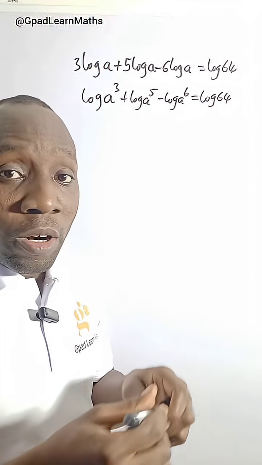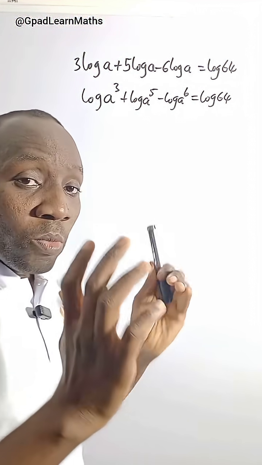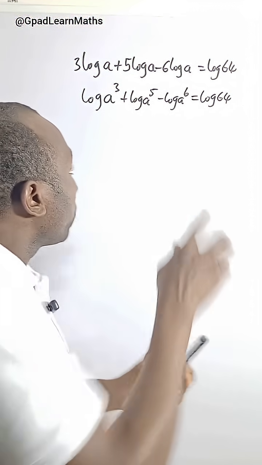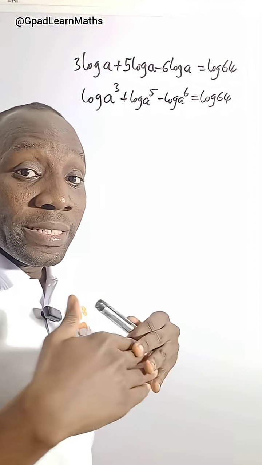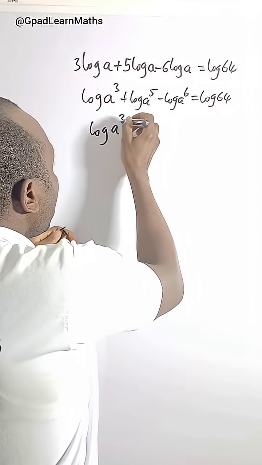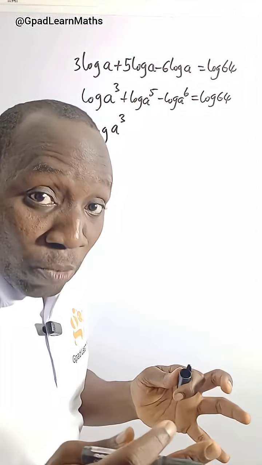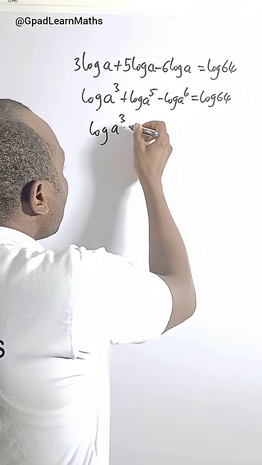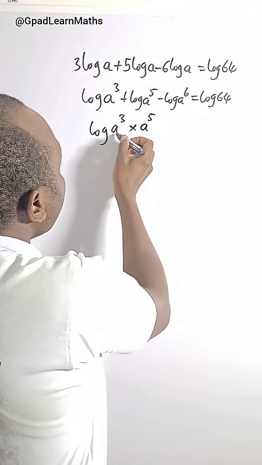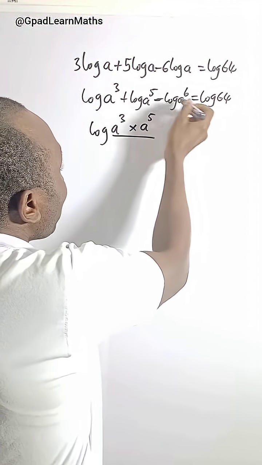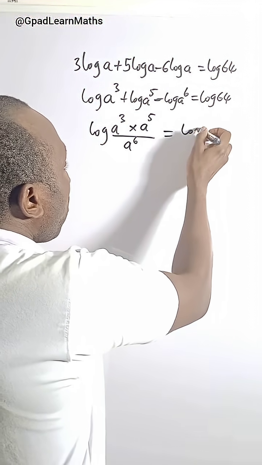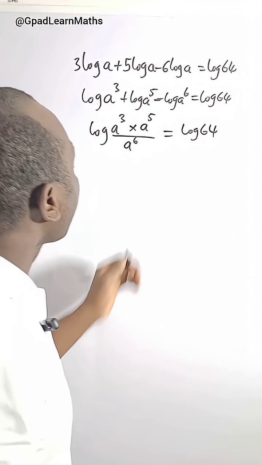So from one of the laws of logarithm, when you have plus like this, you take the logarithm and multiply the argument. But when you have minus, you then divide. So let's do that. This will be log a raised to power 3 times a raised to power 5, then divided, because of the minus, by a raised to power 6. And this is equal to log 64.